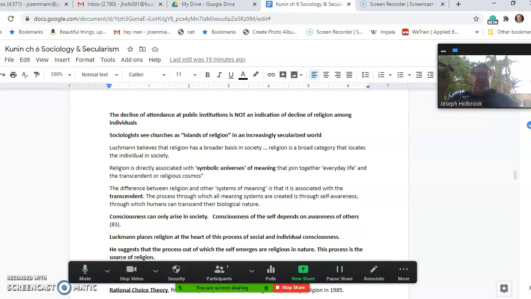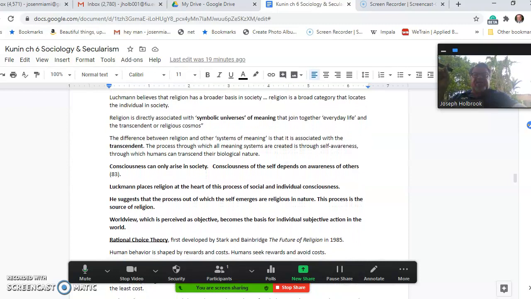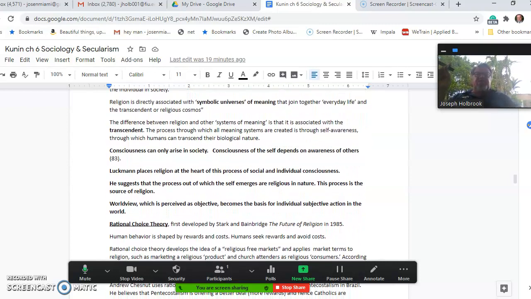Sociologists see churches as islands of religion in an increasingly secularized world. Not so much Thomas Luckmann, but the sociologist of secularization. Luckmann believes that religion has a broader basis in society. Religion is a broad category that locates the individual in society. And religion is directly associated with symbolic universes of meaning that join together everyday life and the transcendent or religious cosmos.